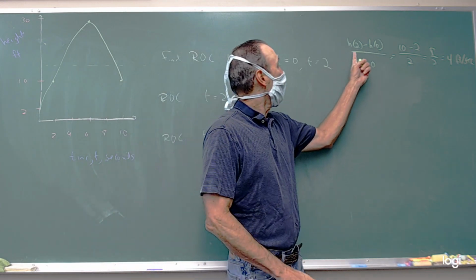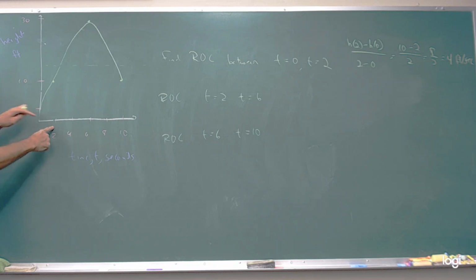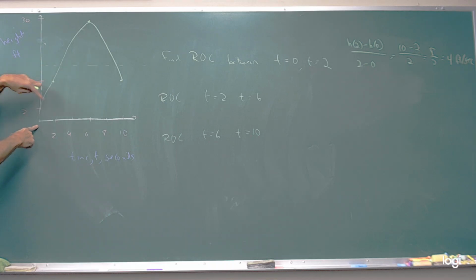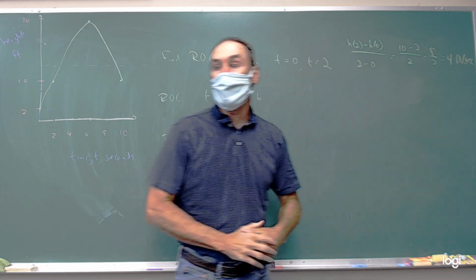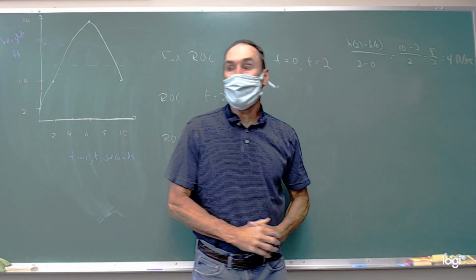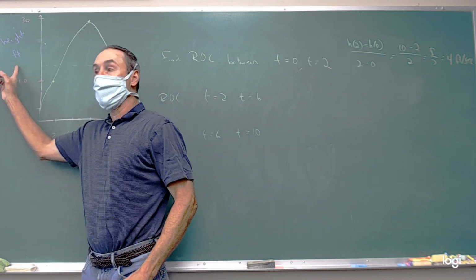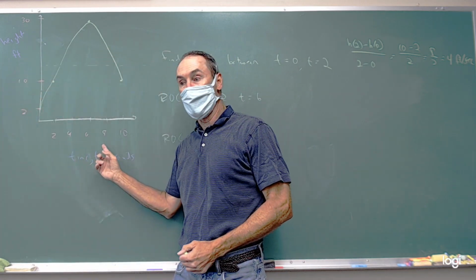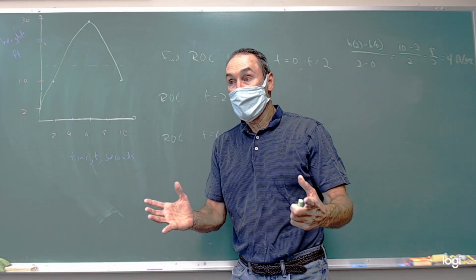And so the h, the height at 2, means we come over here to 2, we run up to the curve, and the height there is 10. And at 0, the height was 2. And so that's how I came up with the 10 minus the 2. And 2 minus 0 is 2. And so 8 divided by 2 is 4. And the units are going to be the units of the dependent variable per independent variable. So that's going to be feet per second. Okay, we okay with that?